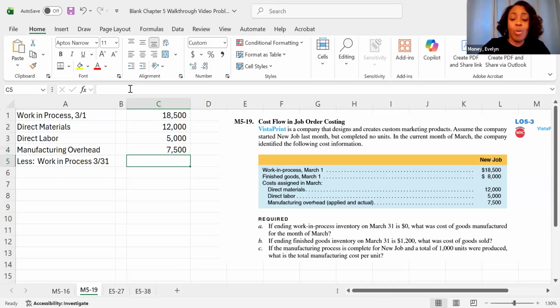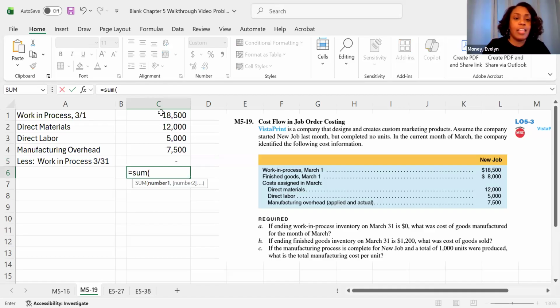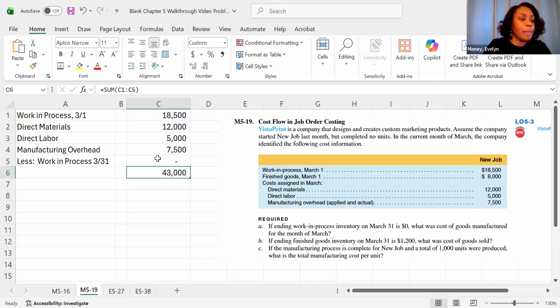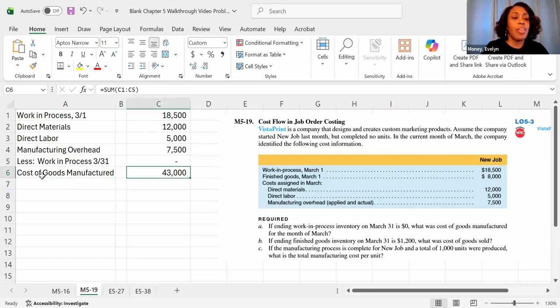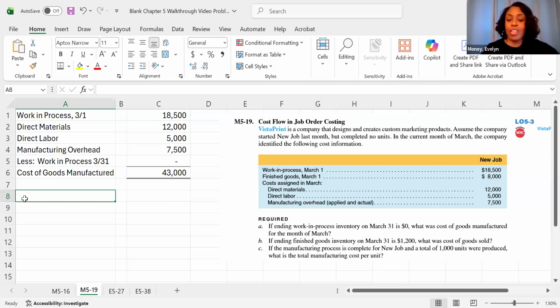9,100. Now, normally we would subtract our ending work in process, but it's 0. And now we can find the sum of all of these, and that is cost of goods manufactured. Now, I think in the next problem, we'll get to do an entire statement, so you'll get to see how neat that looks. But for now, we're just doing quick calculations.